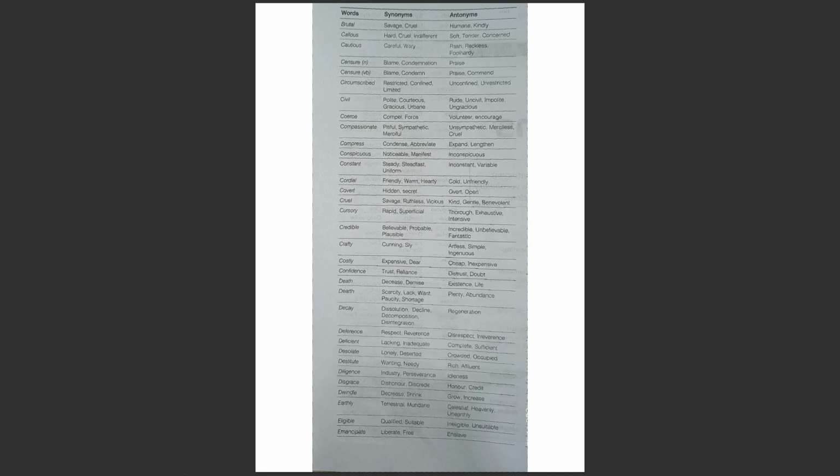So if someone is not compassionate, they are unkind, ungrateful, not generous, merciless, cruel, unsympathetic. These would be the antonyms of someone who's not compassionate.